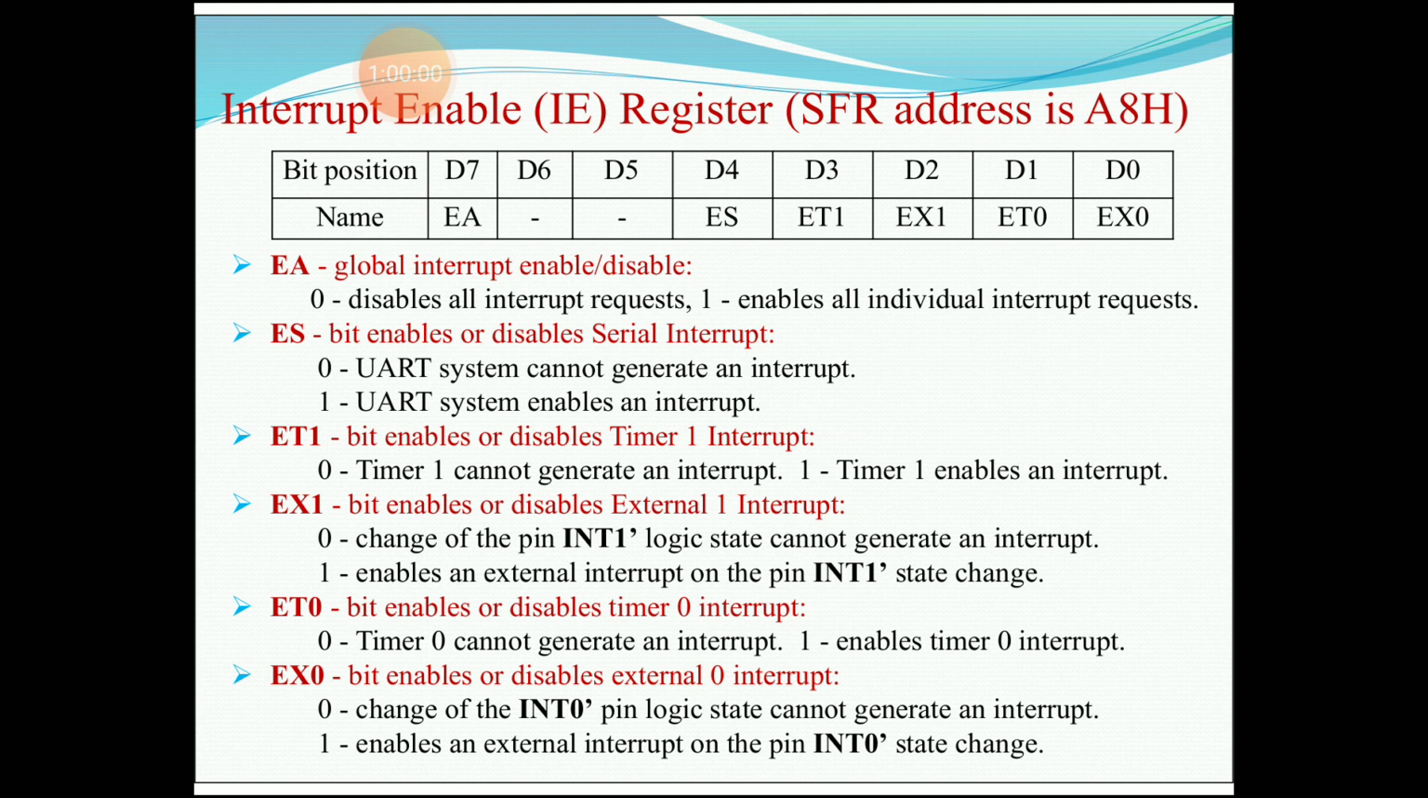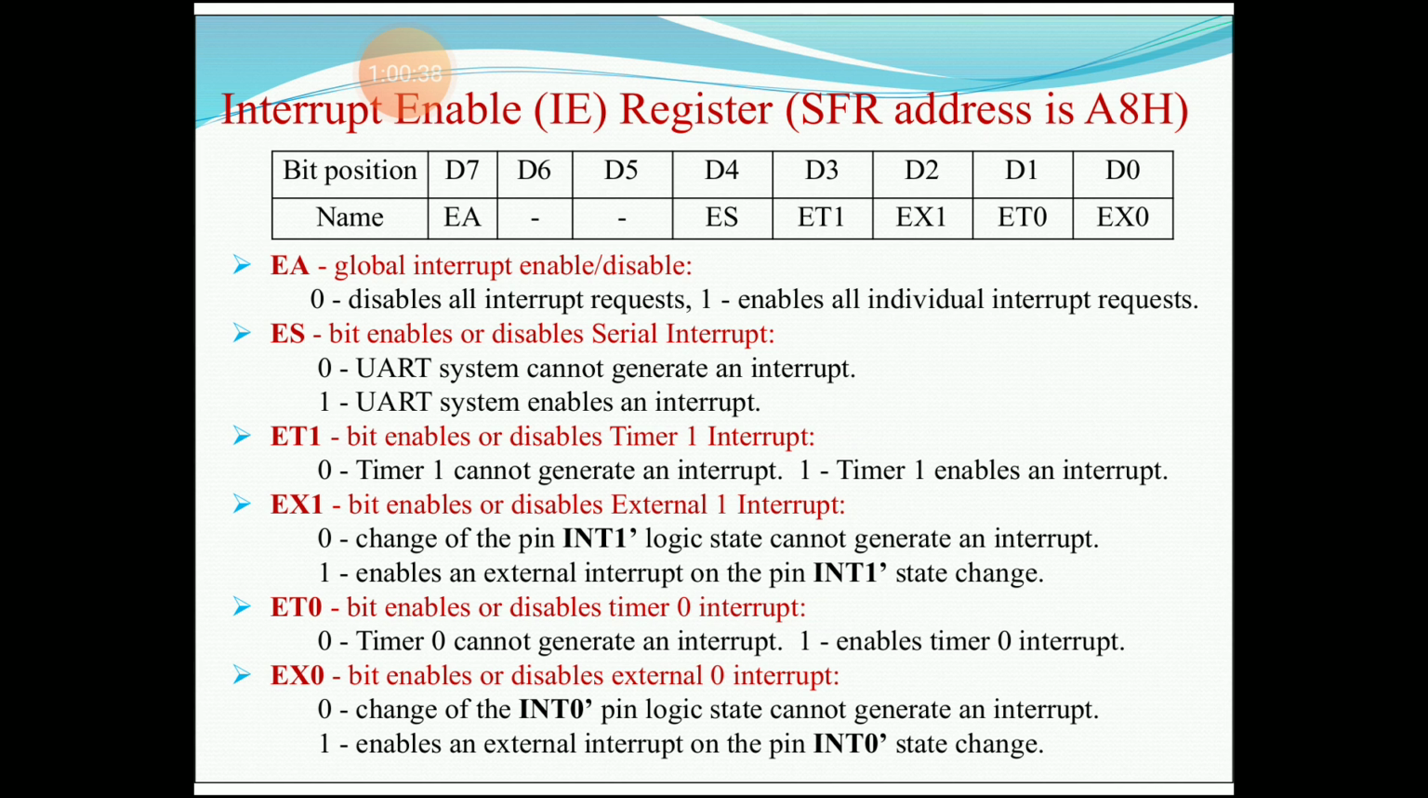Next, the ES bit enables or disables the serial interrupt. If this bit equals 0, the UART cannot generate the interrupt called the serial interrupt. If it is 1, the UART system enables the serial interrupt signal. The ET1 bit enables or disables the timer 1 interrupt. If it is 0, timer 1 cannot generate an interrupt. If it is 1, timer 1 generates an interrupt based on the overflow condition.